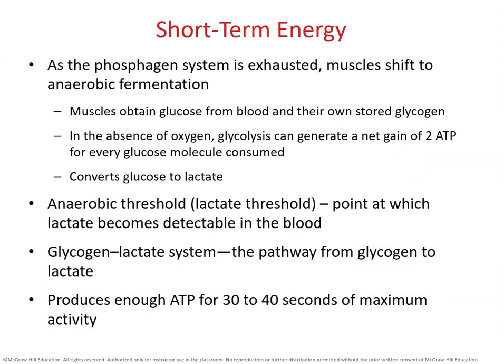After that phosphagen system is exhausted, also, we have to move into anaerobic metabolism. This produces that lactic acid, while lactic acid is the same as lactate. And this can build up in muscles and cause soreness. It also produces only a very small amount of ATP.